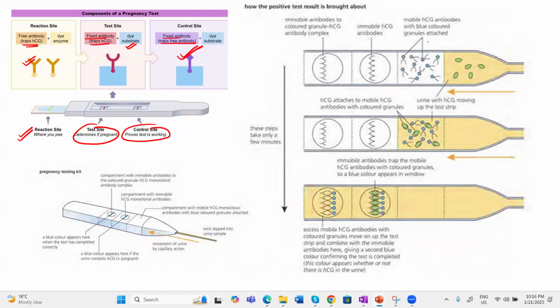Understood? Now please try to understand the diagram here. This is the control site which has fixed antibodies. This is the test site. This also has fixed antibodies. And this is the reaction site. Here antibodies are free. They are free to move. And here, if you see, urine is loaded where the HCG is present.